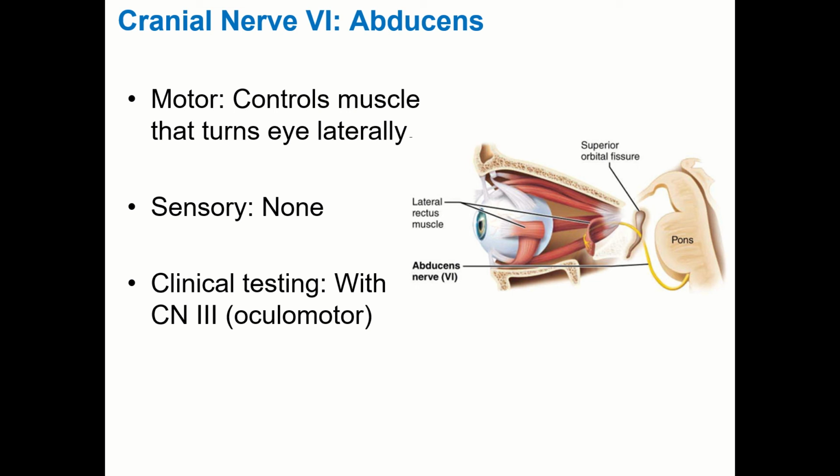From a sensory standpoint, nothing with this one. So it's only an efferent, or only a motor nerve, and it's only a somatic motor nerve, so only voluntary. So as mentioned, we're going to test it with the oculomotor nerve. So as part of the whole follow my pen thing, you're going to move side to side, and so you'll be evaluating the abducens there while you do that.